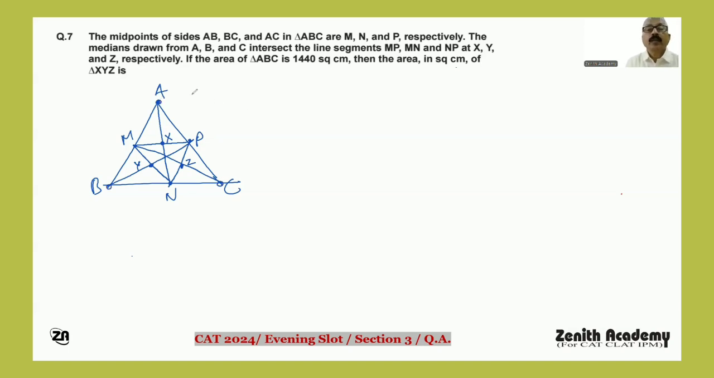If the area of triangle ABC is 1440 square centimeter, then the area in square centimeter of triangle XYZ. Okay, you have to find the area of XYZ, correct. This is a question.